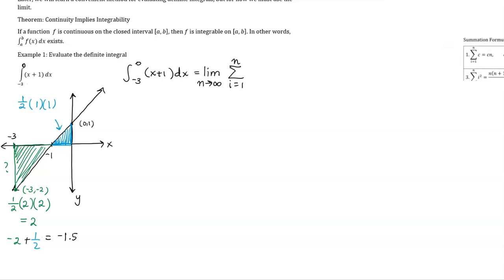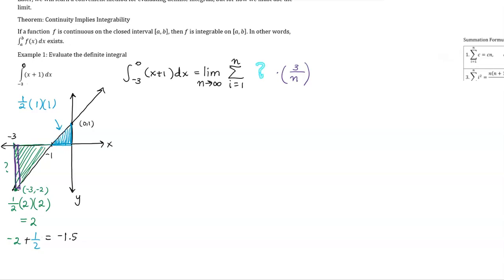So if I imagine I start putting a rectangle in here, I'm going to put n rectangles in. Because we're putting in n rectangles, we know that the width of one rectangle would be 3 over n. And I know it's 3 over n because this total horizontal distance from -3 to 0 has a length of 3. And if I want to put n rectangles in it, I would take that length of 3 and divide it by n to split those rectangles up evenly.